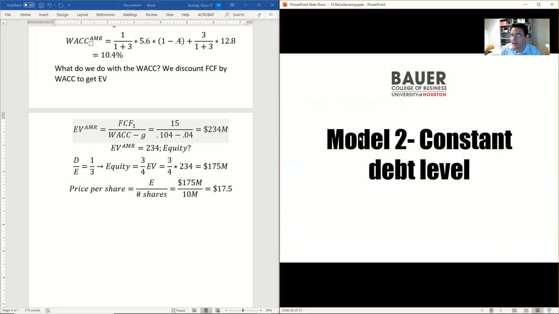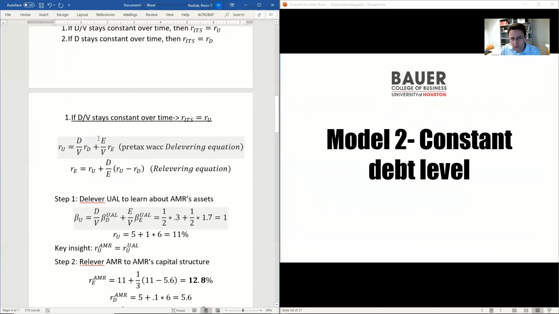Next, we're going to talk about a second model. So remember, everything we've done so far is assuming that debt to value is going to stay constant over time. That gives us a result on the tax shields. We know how risky the tax shields are because of that. Well, if the capital structure looks different over time, then we're going to have a different implication for the tax shields.